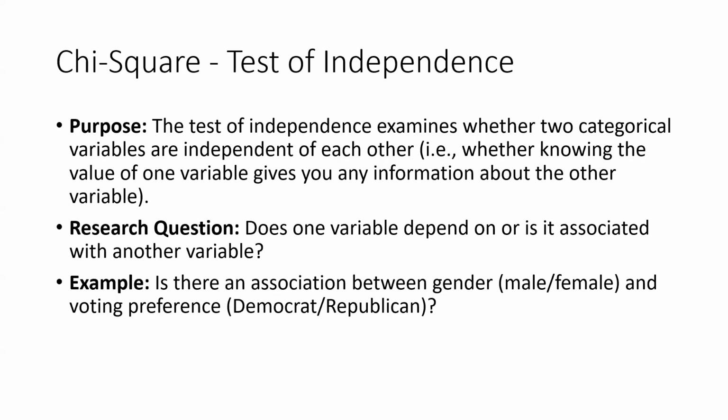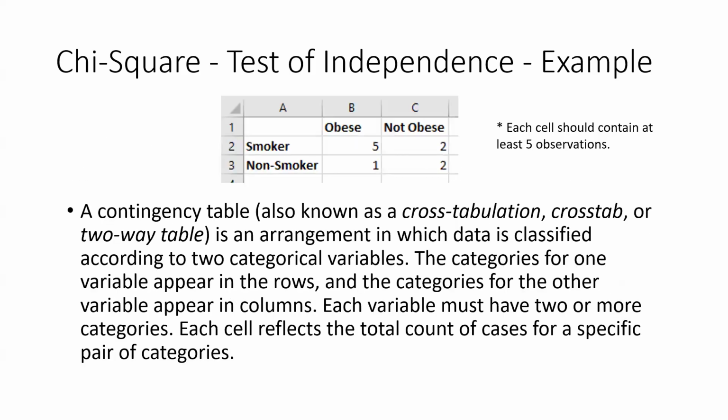So the purpose of the test of independence is it examines whether two categorical variables are independent of each other, whether knowing the value of one variable gives you information about the other variable. Does one variable depend on its association with the other variable? Is there an association between gender and voting preference? That is an example that you could potentially apply. But for our example, we're not going to be doing gender and voting preference. We're going to be doing the classic obesity and smoking example. And this is in a lot of statistics textbooks, which is why I selected it for our example here.